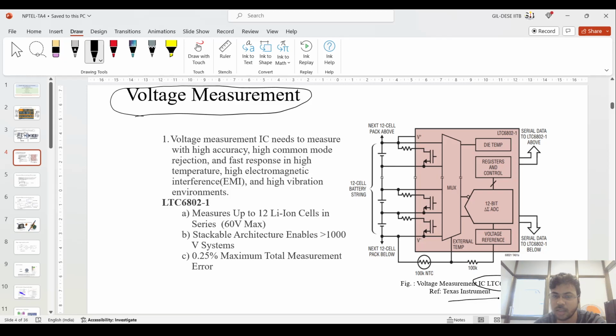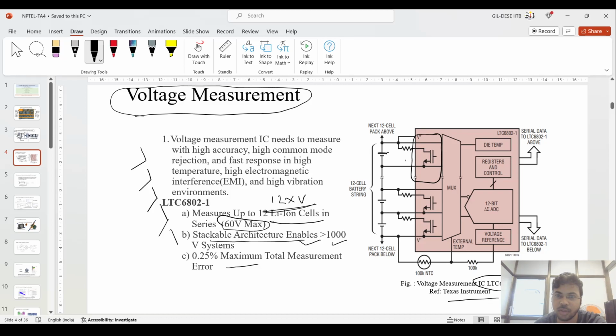In the right side image I have given one structure of this IC, that is LTC 6802-1, from Texas Instruments. It measures 12 lithium ion cells in series, so 60 volts maximum it can measure. And it has a stackable architecture, stackable means you can connect these batteries in series in the stack format. That stack format enables a 1000 volt system. You can measure this 1000 volt system, and the accuracy error is also 0.25.